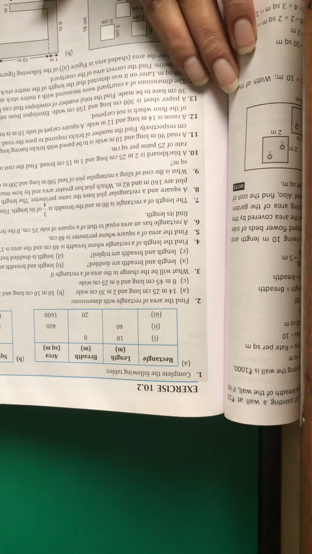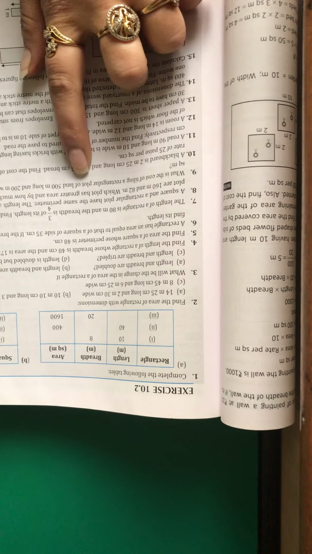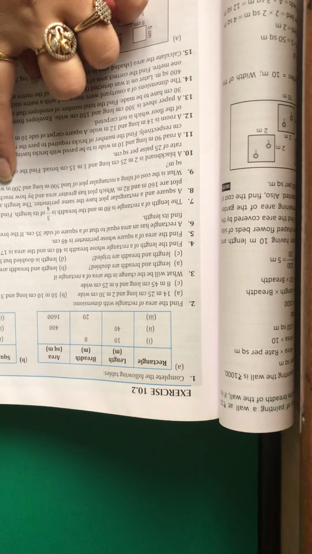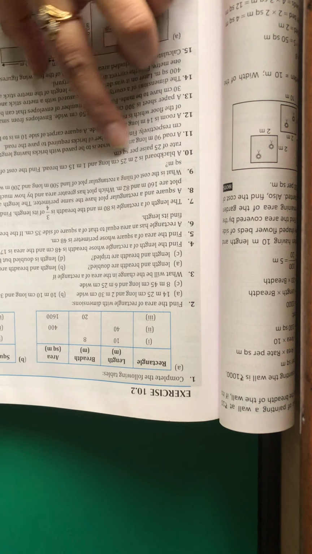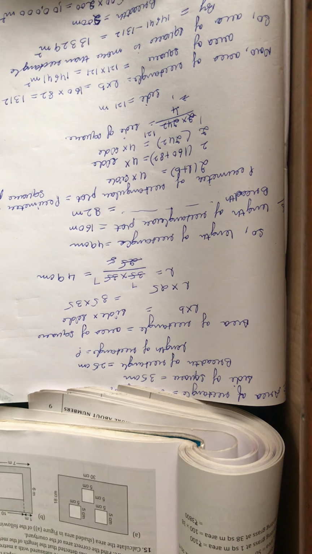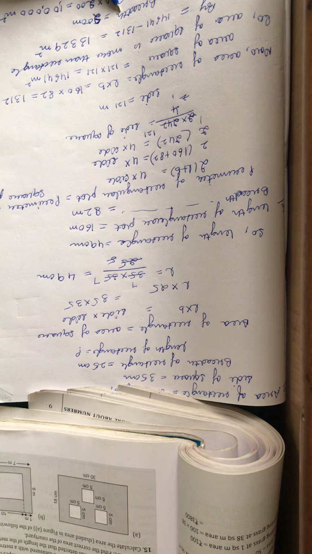Next is question number 9. What is the cost of tiling a rectangular plot of land 500 meter long and 200 meter wide at a rate of rupees 8 per 100 square meter? Now here, cost of tiling a rectangular plot. It means if we want to fit the tiles, we first find area. Length is 500 meter and breadth is given to you 200 meter.